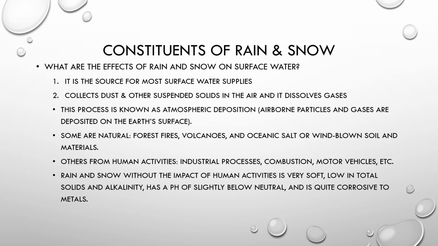And then the rest of the time, it's collecting it from human activities, such as industrial processes, combustion, and motor vehicles, etc. So rain and snow, without the impact of human activities, is very soft, low in total solids and alkalinity. It has a pH slightly below neutral, so that would make it more acidic. But it is quite corrosive to metals, obviously. Any vehicle in areas where it snows, the undercarriage is typically rusted, and that's because of the corrosive characteristics of that water.